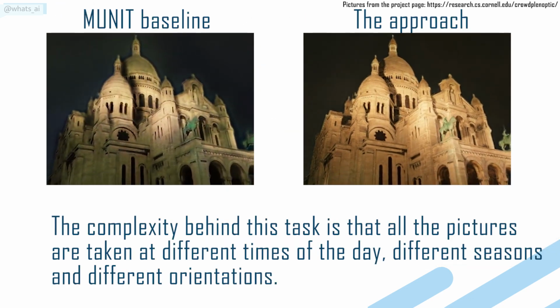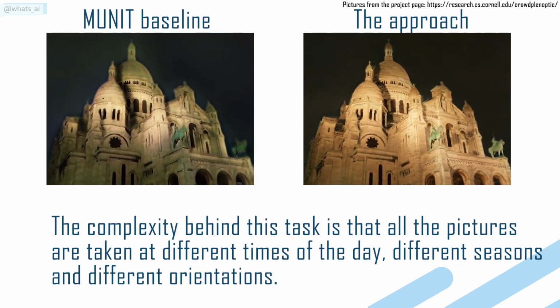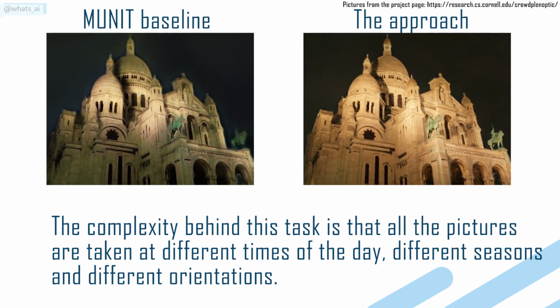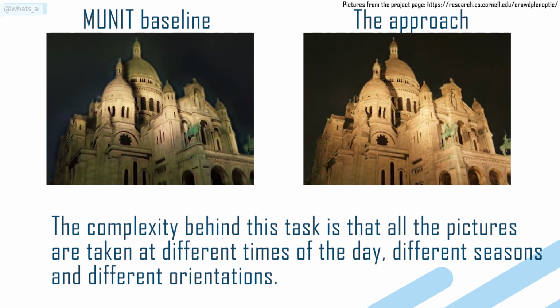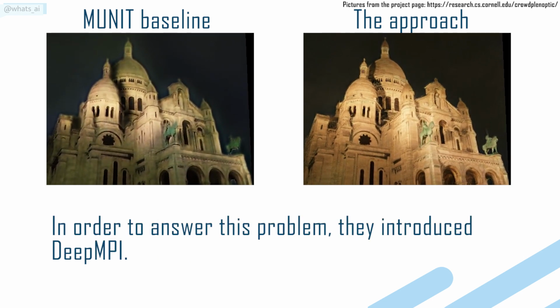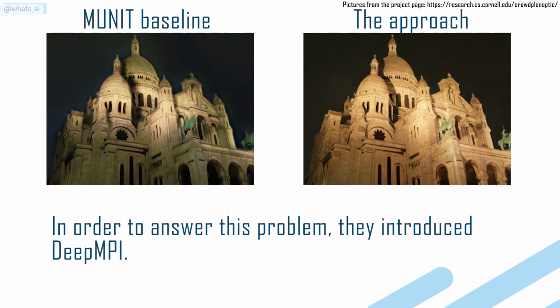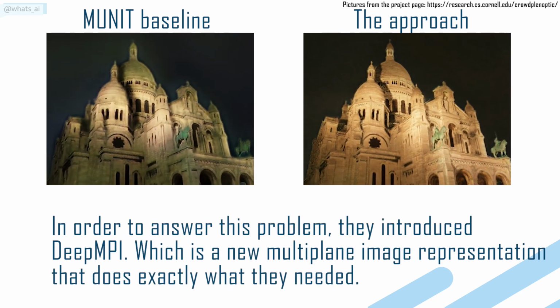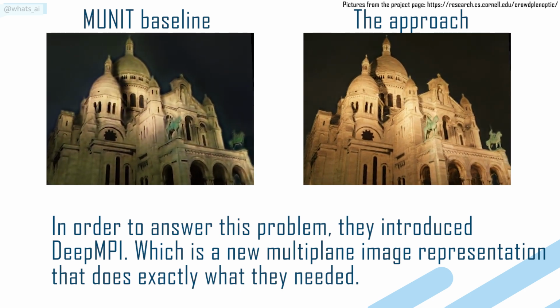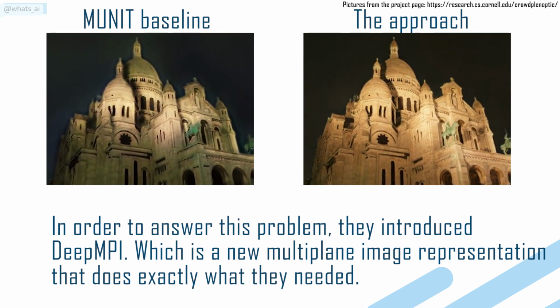The complexity behind this task is that all the pictures are taken at different times of the day, different seasons, and different orientations. In order to answer this problem, they introduced Deep MPI, which is a new multiplane image representation that does exactly what they needed.